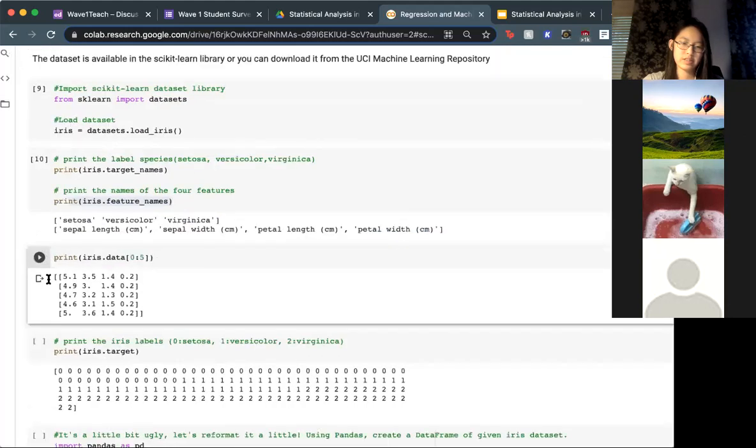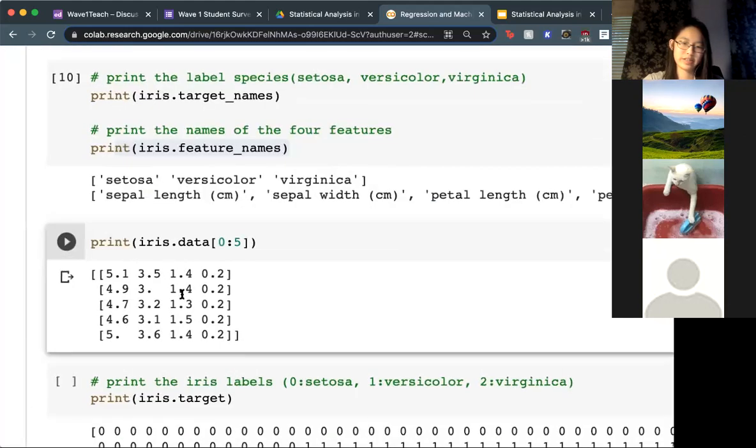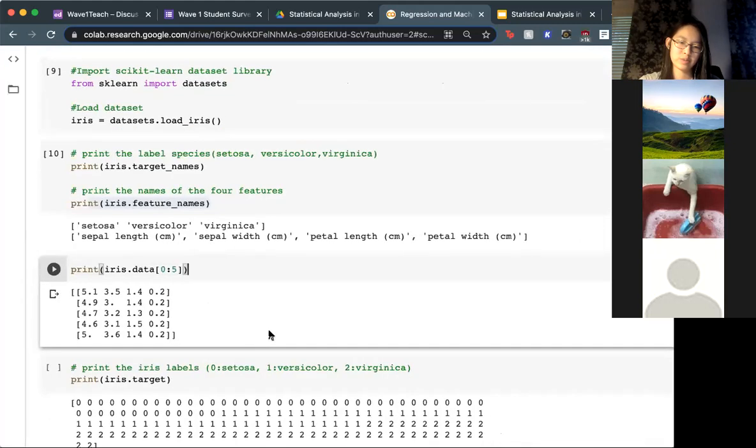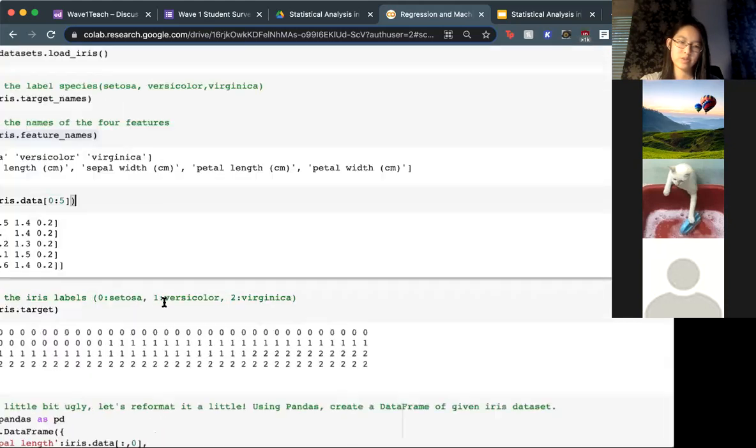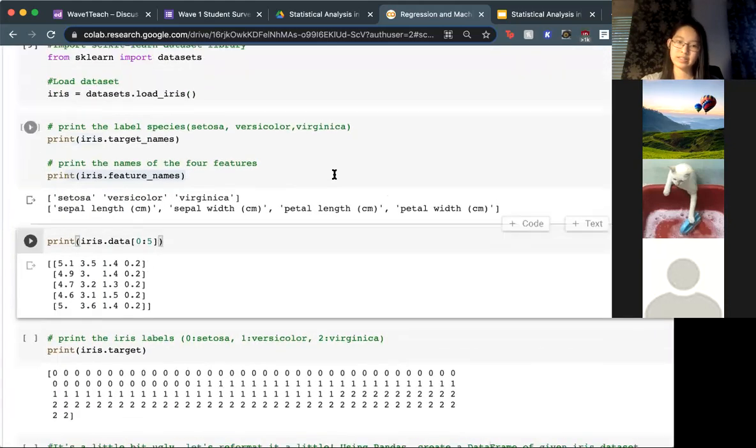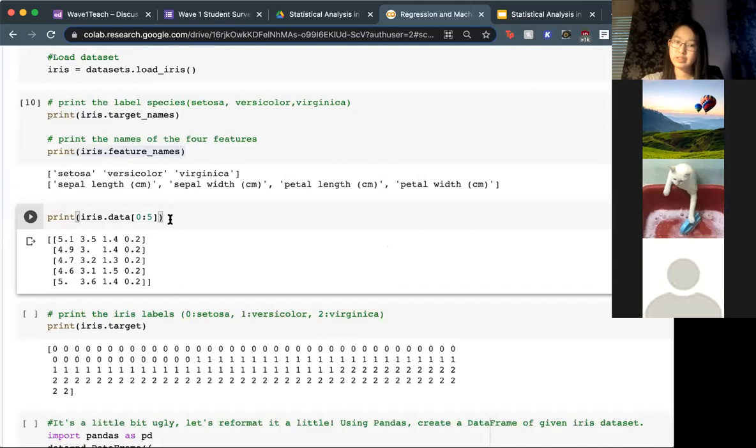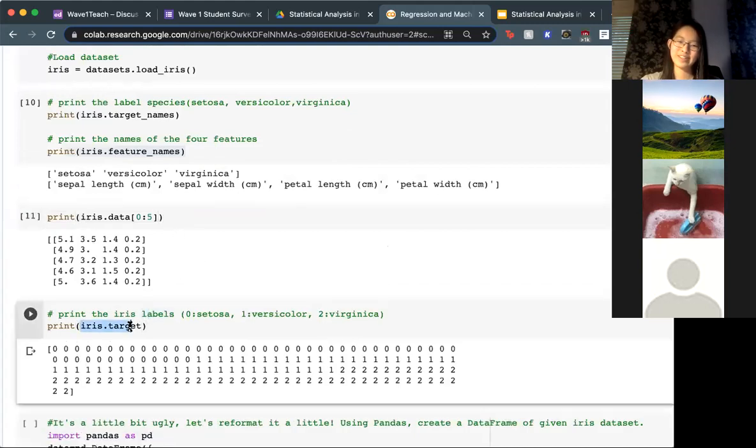Here's a quick printout of the first few rows of it. These are the length, width, whatever, and that's important to know. Those are basically the features that you're looking at, the length, width, whatever. You're using these features to try to identify the target, which is basically whatever the iris is, what kind of flower it is.